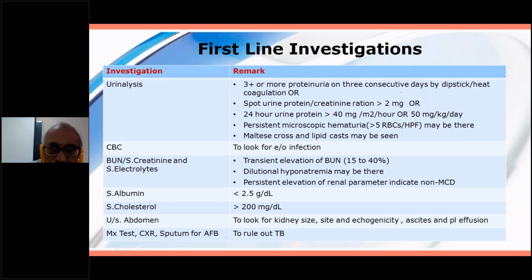Serum albumin, usually the hypoproteinemia definition itself, is less than 2.5 grams. Serum cholesterol, as I said, is more than 200 milligrams. And ultrasound is done just to rule out the size of the kidney, the echogenicity, and whether there is effusion, pleural effusion, pericardial effusion, and how much it is. If it is minimal effusion, you diagnose only by ultrasound. Chest X-ray is mandated because tuberculosis is very common in children, and if the clinical situation demands, you go for the sputum AFB test and Mantoux test and so on.